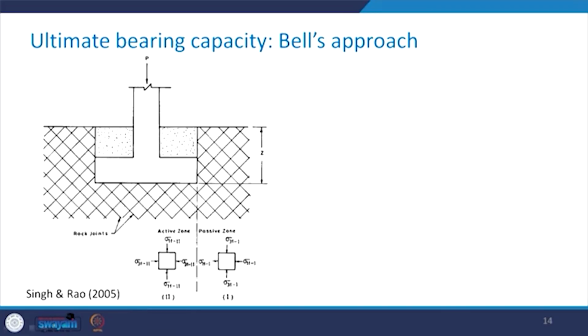Now let us take another example. Till now the rock mass was following the Moore Coulomb failure criteria, but let us say that it follows the Hook and Brown criteria. Then what will you do?